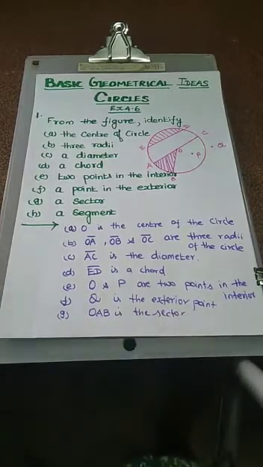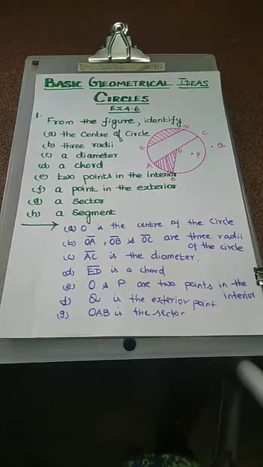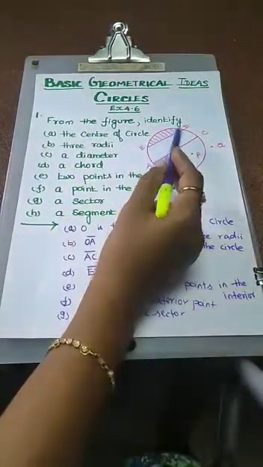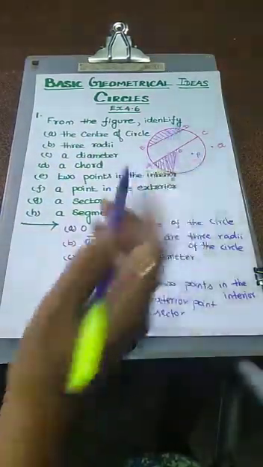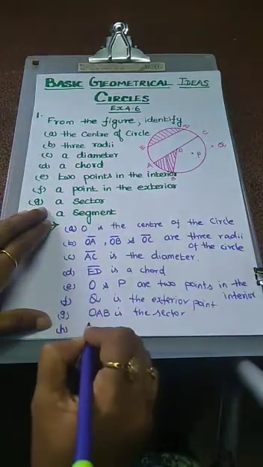And the final one, a segment. What is a segment? A segment of a circle is a region in the interior of the circle enclosed by an arc and a chord. Here we mention this portion, the ED portion. This is the segment. So the segment is ED.